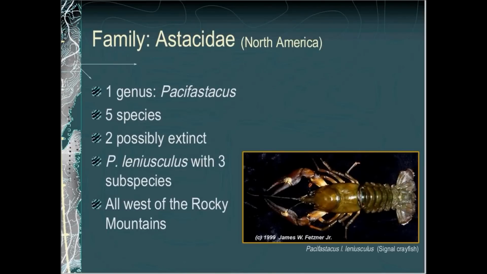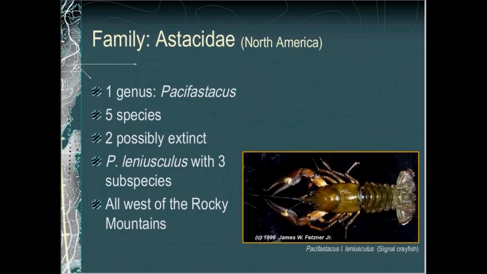So out on the west coast, there's only one family of crayfish that are native out there, and that's the genus Pacifastacus. There's 5 species, 2 of which are possibly extinct, and then there's one that has 3 subspecies. And again, these are all found west of the Rocky Mountains.